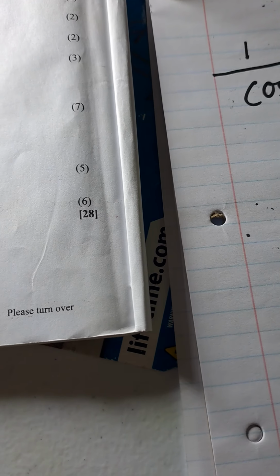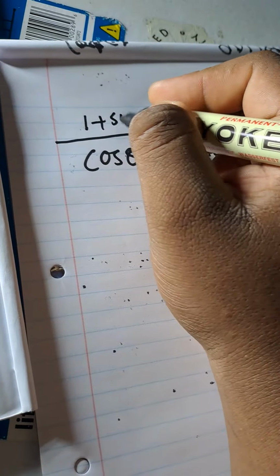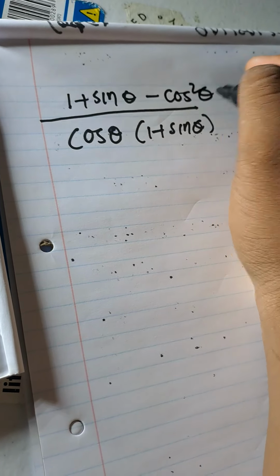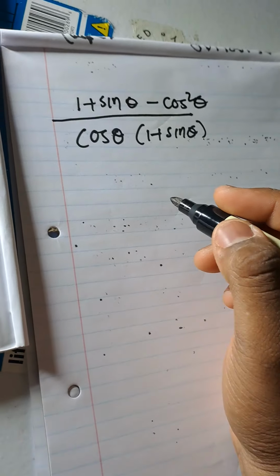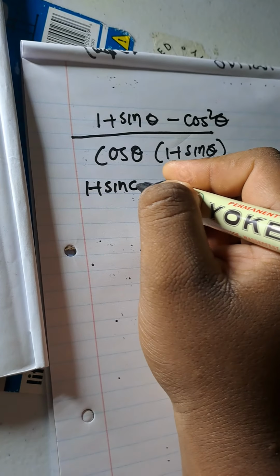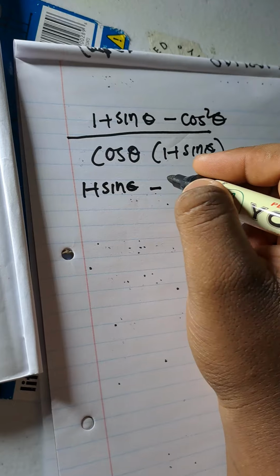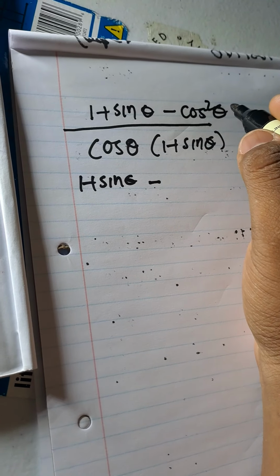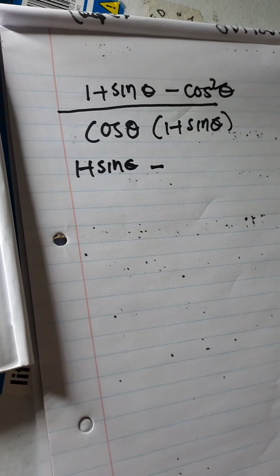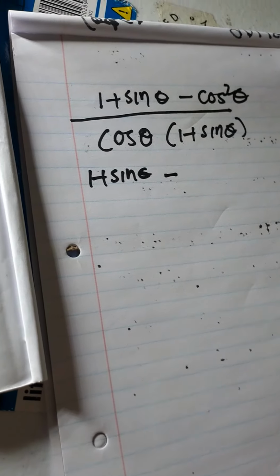Which is 1 plus sine theta again. So let me show you right now. I'm just going to see 1 plus sine theta minus cos squared theta. So let's continue. I hope you know your identities. So I'm going to say 1 plus sine theta. You have to know everything. Minus what? Cos squared theta can be written as 1 minus sine squared theta from your reduction angles, from your identities. It was derived from here.